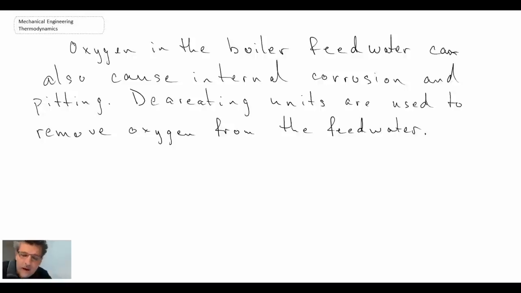And so we use de-aerating units in order to remove the oxygen from the feed water. So those are a couple of aspects of boilers. We have to be careful about the stack and sulfuric acid formation, as well as oxygen in the feed water. So the next thing we're going to move on to, we're going to take a look at turbines, which is the next stage after the boiler.